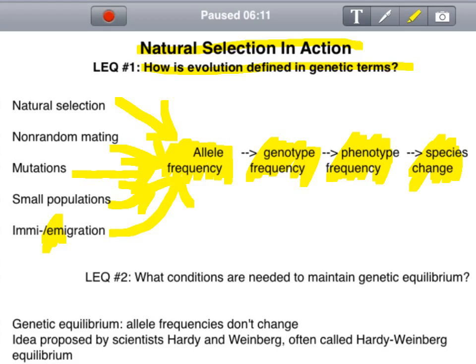So, bottom line is, how is evolution defined in genetic terms? Well, changes in allele frequency is evolution, and it can be caused by natural selection, non-random mating, mutations, small populations, or immigration and emigration. So one of the other lesson essential questions from that particular column, it's not the next one in order, but it is on there, and it's very relevant right now. What conditions are needed to maintain genetic equilibrium? I'm going to cover that one now as well.